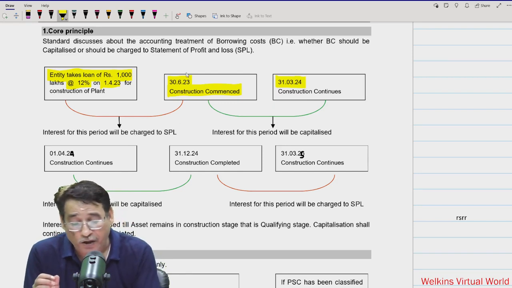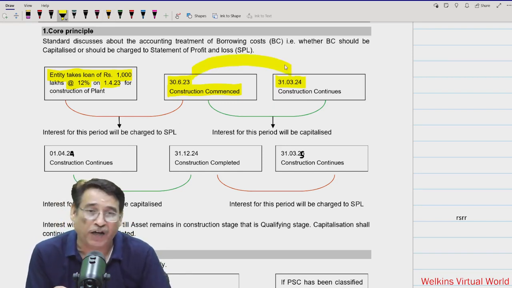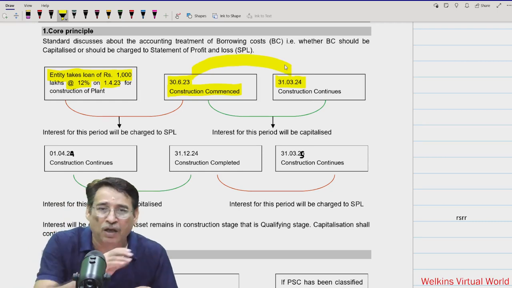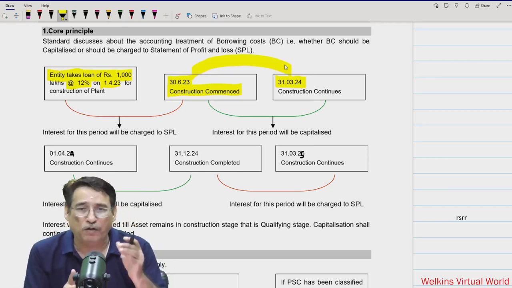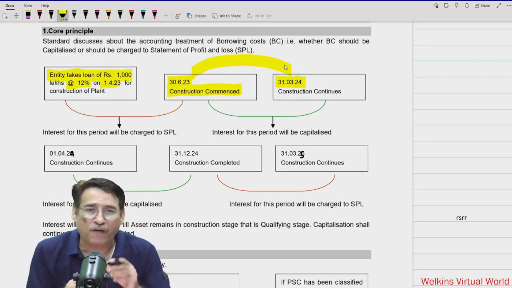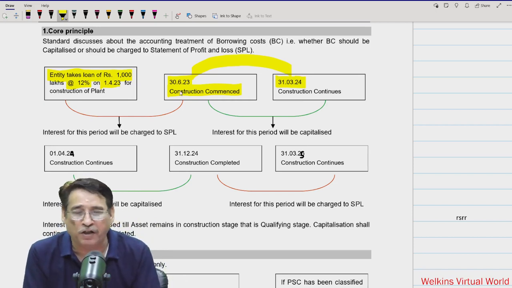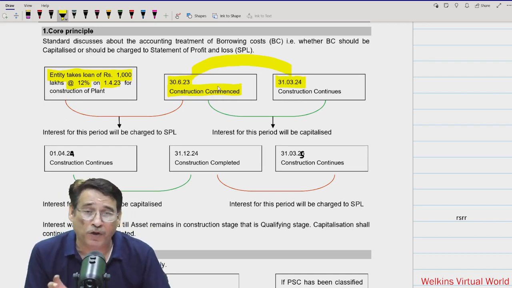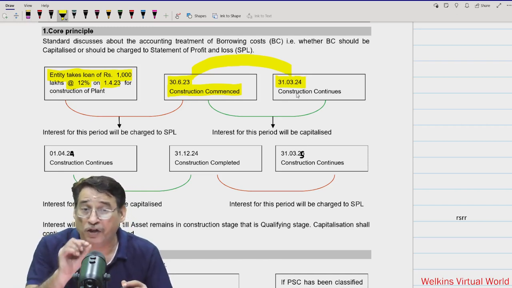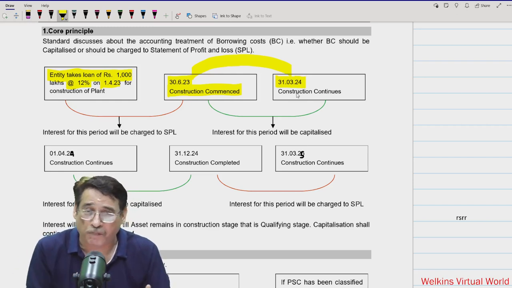The reason being that during this phase, the asset is under construction; the construction activity has started and it is continuing. So the point you need to note is that when you borrow funds for the acquisition, construction or production of an asset, and once the construction activity commences, after that you will start capitalizing the interest. That means whatever interest you pay for the period from 30th of June 23 till 31st of 3, 2024, that is 9 months, you are not going to debit to your profit or loss account. Rather, you are going to debit it to your asset account. That means you are going to capitalize this interest.